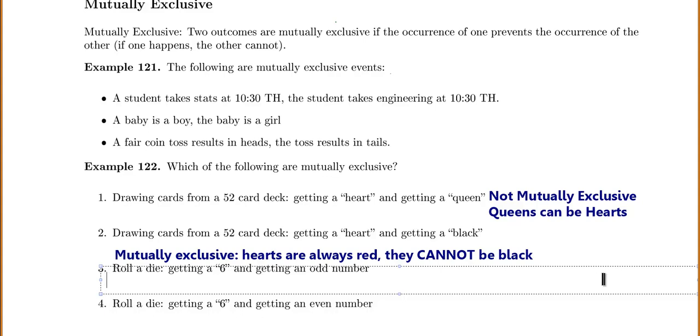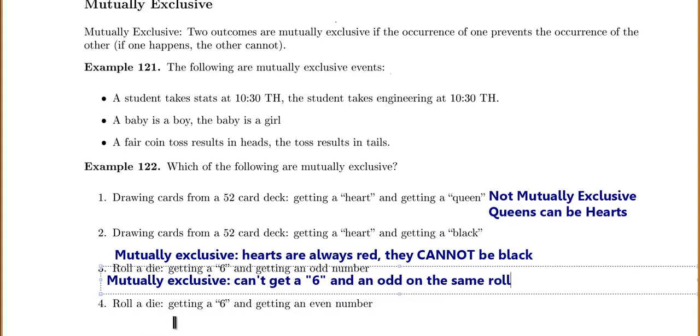Number 3, roll a die and get a 6 and an odd number on one die roll. Can that happen at the same time? No, a 6 is even, so you can't get the 6 and have it be an odd number, so it can't happen at the same time. So you can't get a 6 and an odd on the same roll. They cannot happen at the same time.